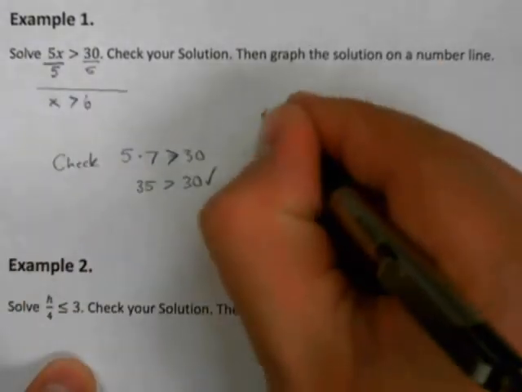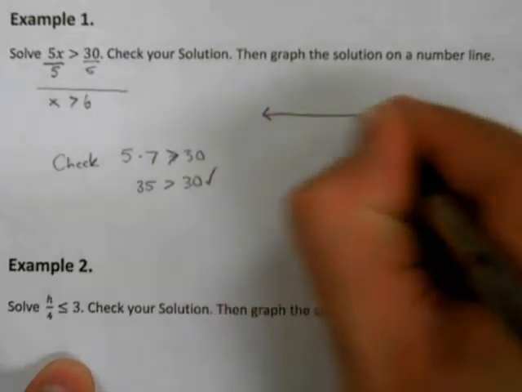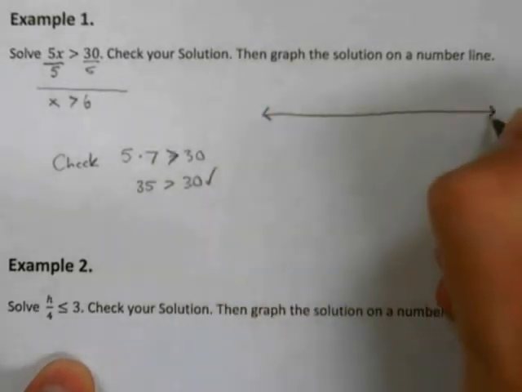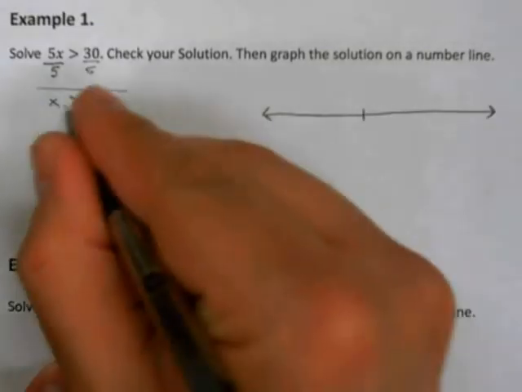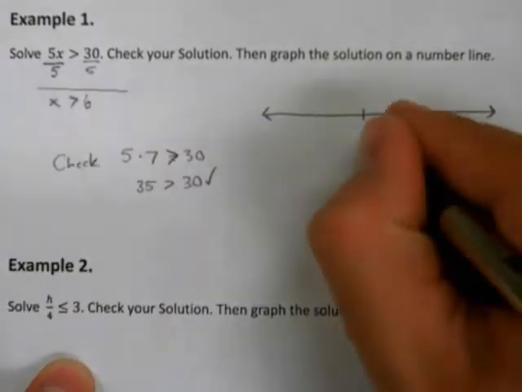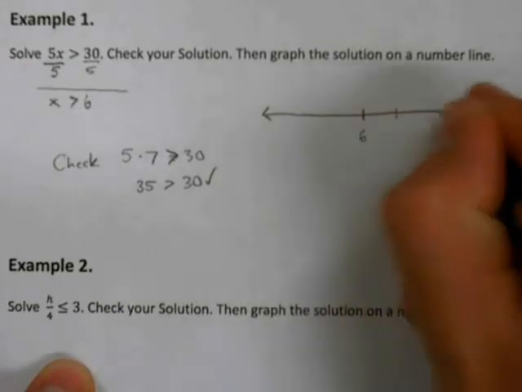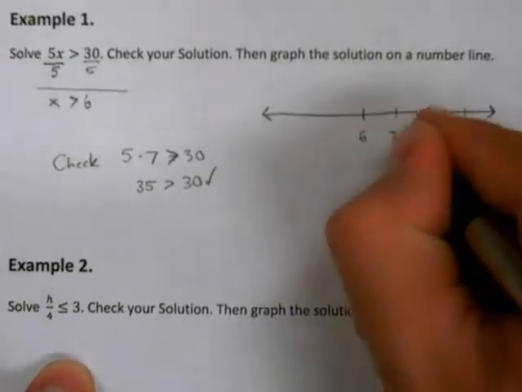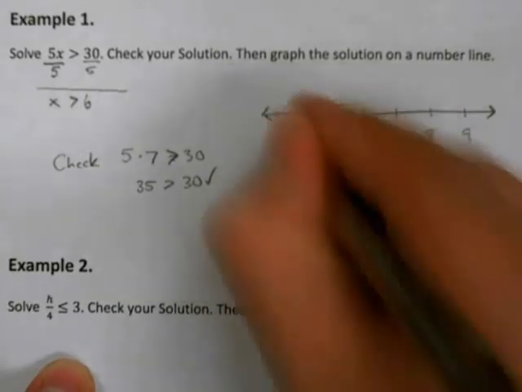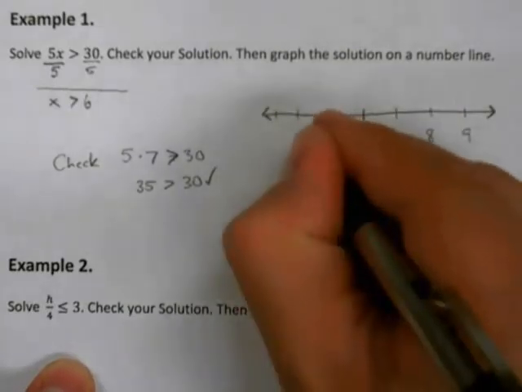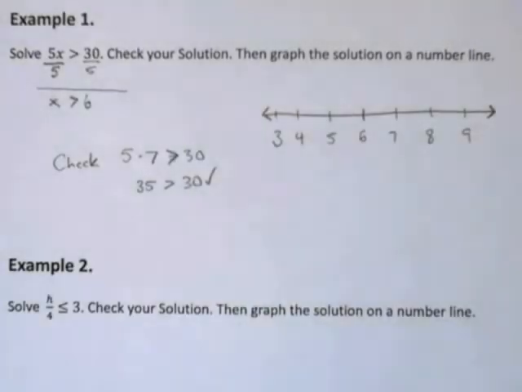Now we just have to graph it. We're going to make a little number line here. And remember, we want our middle number to be our key number here, which is 6. And we'll go up to 7, 8, 9, and we'll go back to 5, 4, and 3, just to keep everything balanced here.